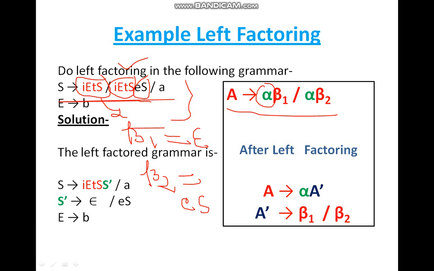So how to write it? A producing alpha A dash. So we will write S producing alpha, and in place of A dash we will write S dash, and this is the given term. It does not require left factoring, so write it as it is. Now A dash producing beta 1, beta 2. In place of A dash we will write S dash, beta 1 is epsilon and beta 2 is eS. Write this production rule as it is because it does not require left factoring. In this way, this is your left factored grammar.